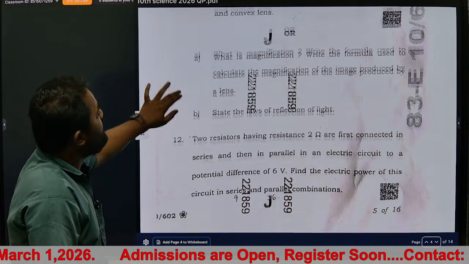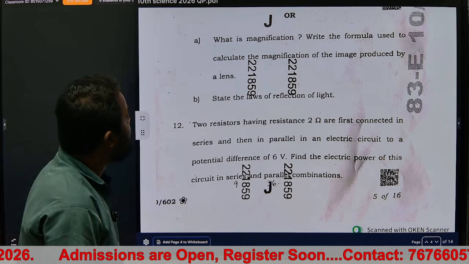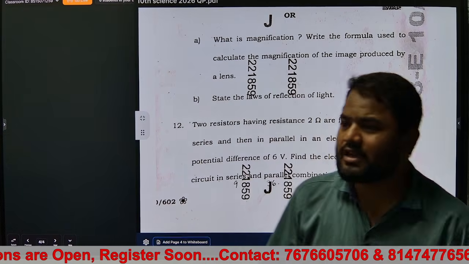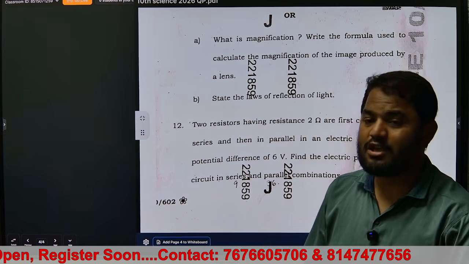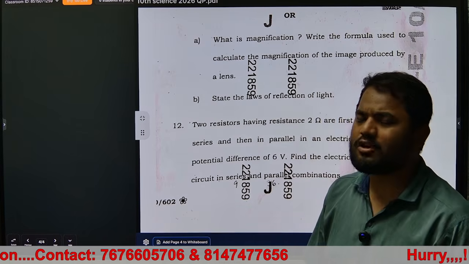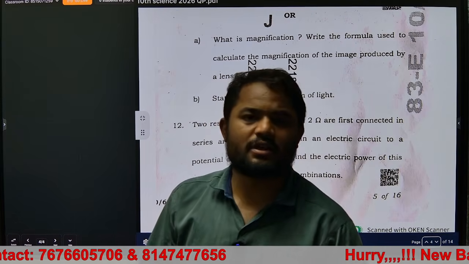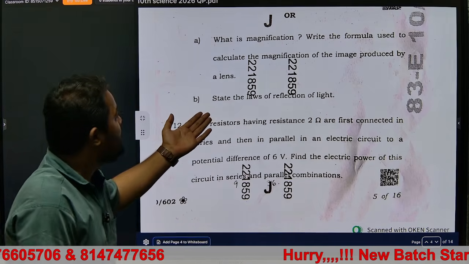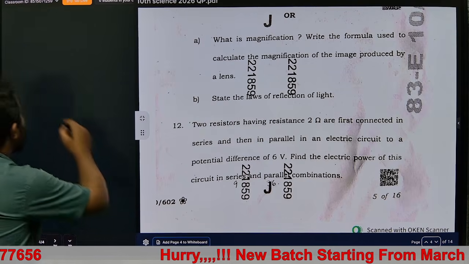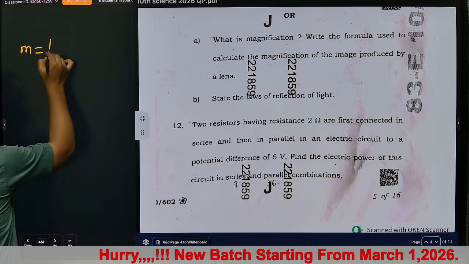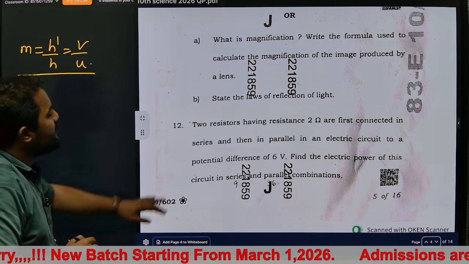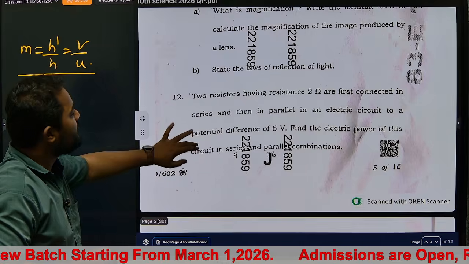Next, what is magnification? Write the formula used to calculate the magnification of the image produced by lens. Magnification, you can write two definitions: the relative extent of the change of the height of the image to the size of the object, or the ratio of the size of the image to the height of the object. The formula is m = h'/h = v/u. You can write this formula. Share the laws of reflection of light. I hope you have written that also.